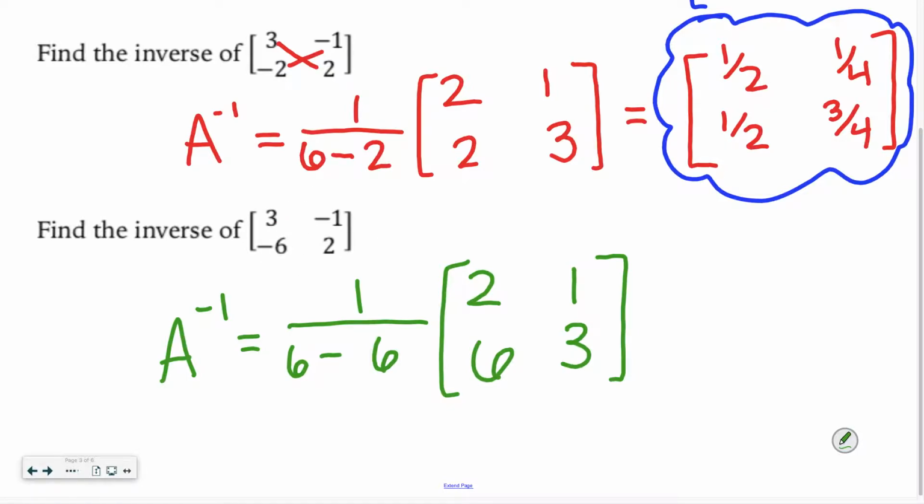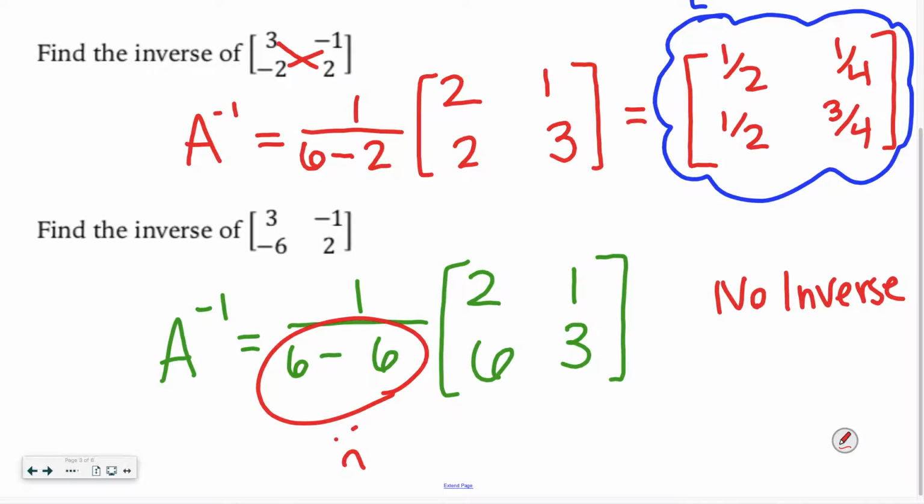What is the issue? It's 1 over 0. Can we divide by 0? This is a problem. When this happens, it means that no inverse exists. We can't find it. We can't take 1 over 0. And we said not all square matrices have an inverse. Here is that case. This matrix does not have an inverse.